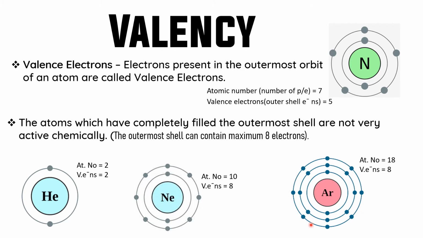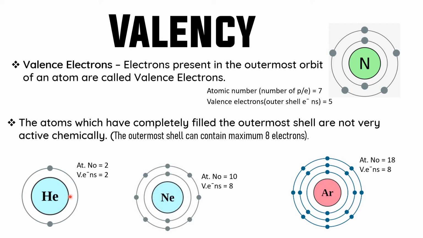So the M shell also has 8 electrons. So 2 plus 8 plus 8 is 18, atomic number 18. And you have to see here that the last shell, the valence shell, already contains 8 electrons, so it is also highly stable. Argon is also highly stable, and it is not reactive. Chemically they are inert gases.